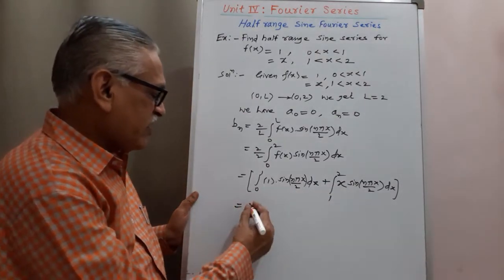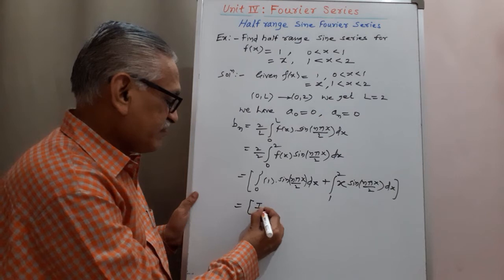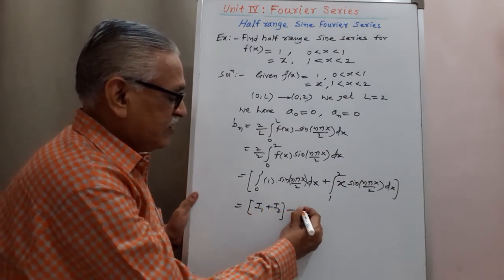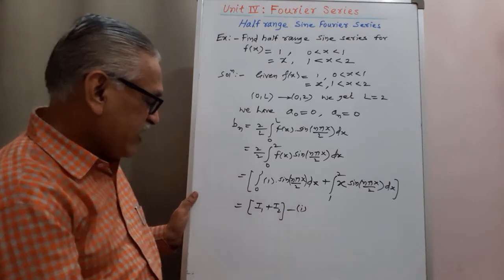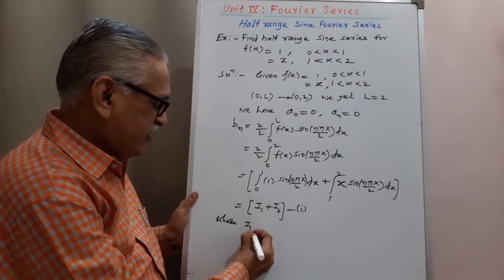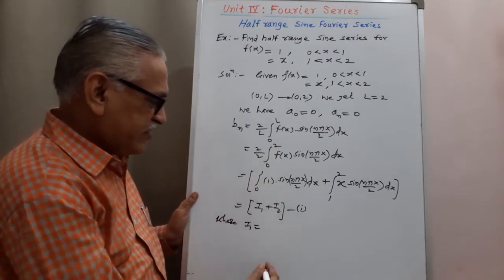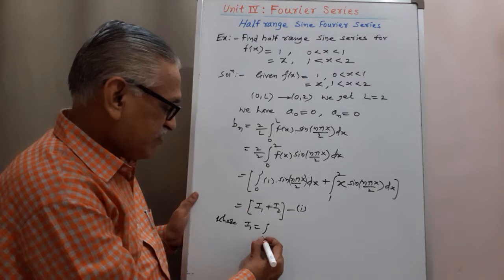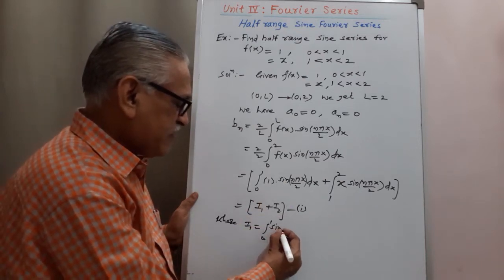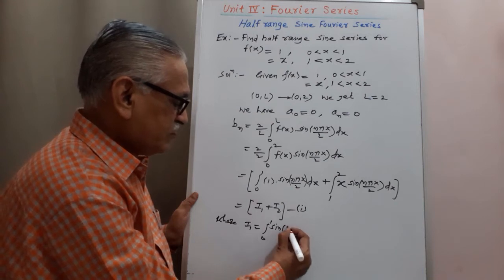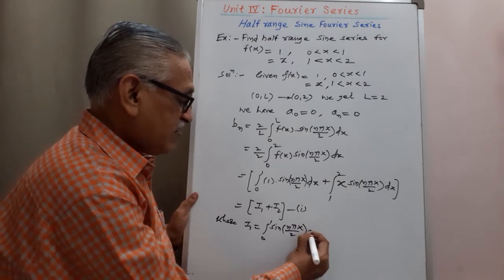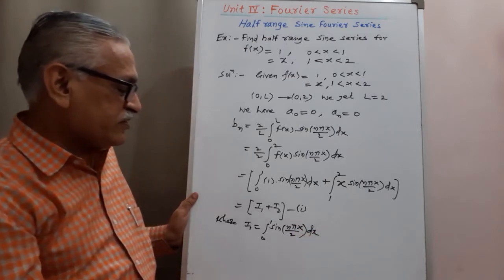The first one we call I1 and the second one I2, and we call this equation 1. The value of I1 is integration from 0 to 1 of sine of n pi x by 2, with respect to x.